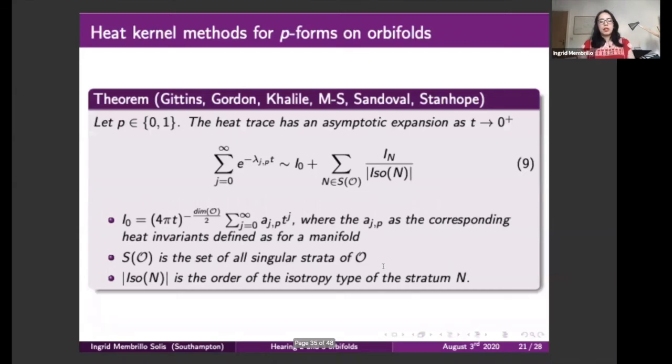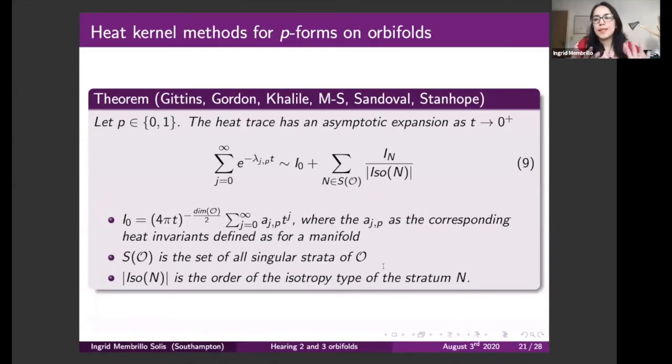All right, so we have this general result for the heat kernel. We know that there is a heat kernel, and now we want to get an asymptotic expansion for the heat trace as t tends to 0. So now that we have this result, let P be 0 or 1. Then the heat trace has an asymptotic expansion as t tends to 0 given by this expression.